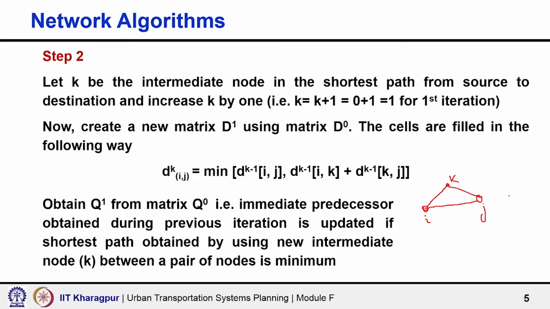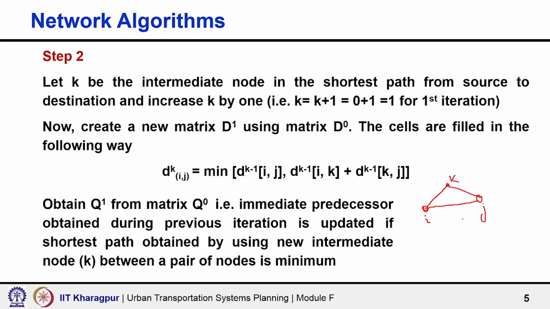Okay. So, if I find that my d k-1 i j, whatever was there in the previous iteration, is still the shortest path, then by travelling from i to k and then coming from k to j, I am not able to reduce my distance. So I do not update the value; whatever was my d k-1 i j remains as the value in my d k i j.